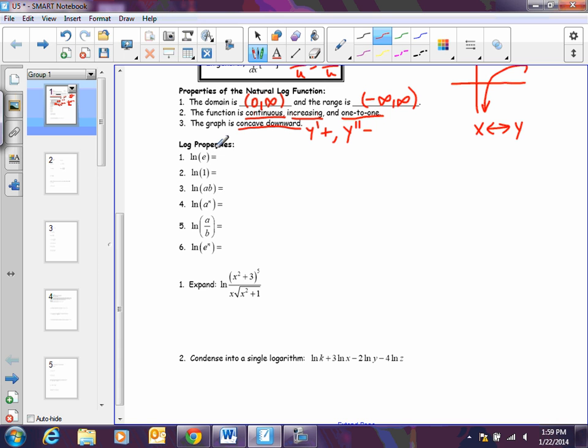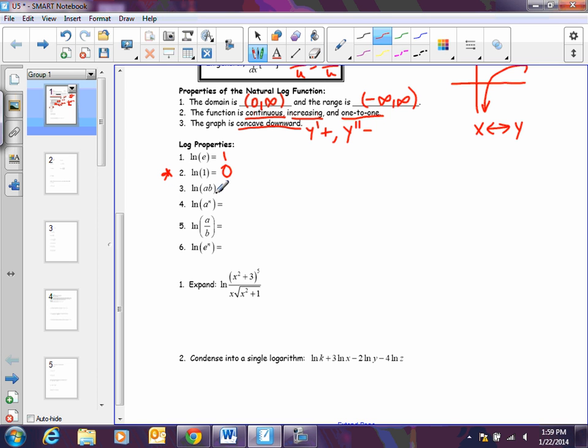What's natural log of e? 1. You know, the base on each of these is e. So essentially you're saying e to what power is e? 1. What's natural log of 1? 0. Very good. This pops up a lot. You want to know that.